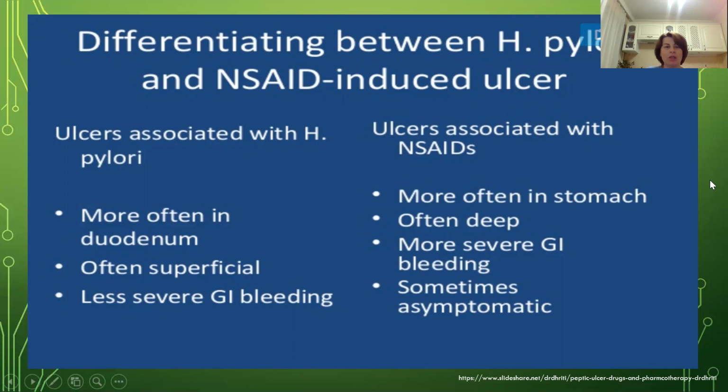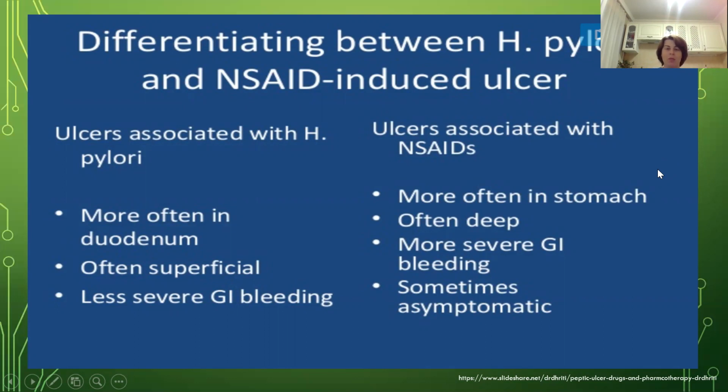Differentiating between H. pylori and NSAID-induced ulcer. The 100% correct diagnosis can be established only based on endoscopy, but preliminary some suggestions can be made. So if a patient has ulcers associated with Helicobacter pylori, except in anamnesis, these ulcers more often appear in the duodenum, are usually superficial, and cause less severe gastrointestinal bleeding in case of complication.